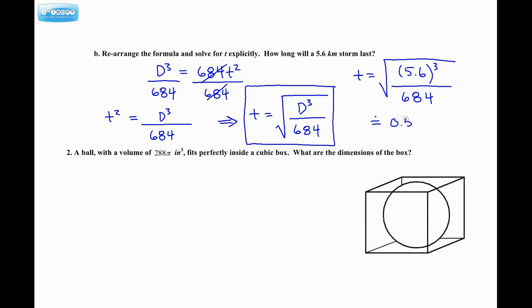0.51, and this is in hours. Okay? If I multiplied this number by 60, I'd get the length in minutes. So it's just over 30 minutes. So it's about a half-hour long storm.